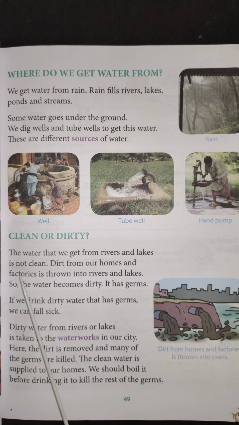Clean or dirty? The water that we get from rivers and lakes is not clean. Nowadays, the water that we get from rivers and lakes is not clean. Dirt from our homes and factories is thrown into rivers and lakes. So the water becomes dirty, it has germs. The wastewater from our home as well as factory is directly made to join river and lake.